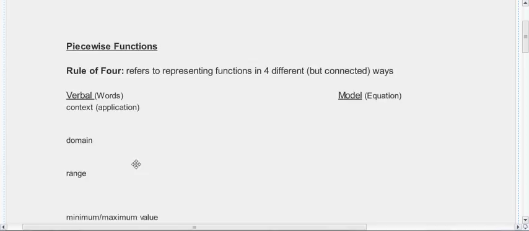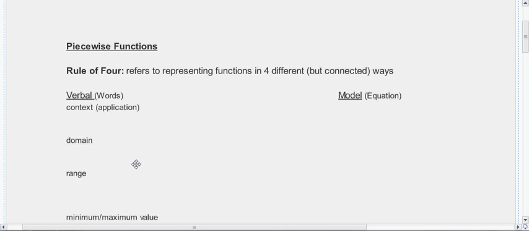Hey there, Math Rockstars. This video will talk about the rule of 4. The rule of 4 refers to representing functions in 4 different but very connected ways. It looks at the verbal description of a function, the model or the equation of a function, the graph of a function, and the data that is generated by a function.